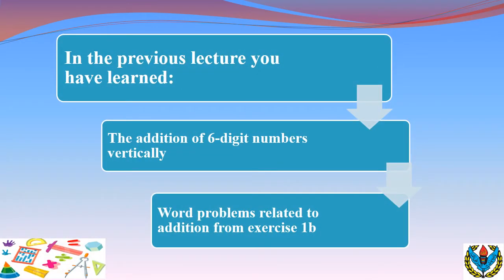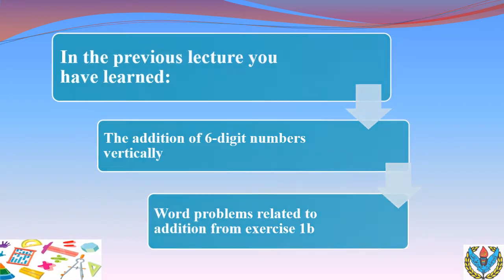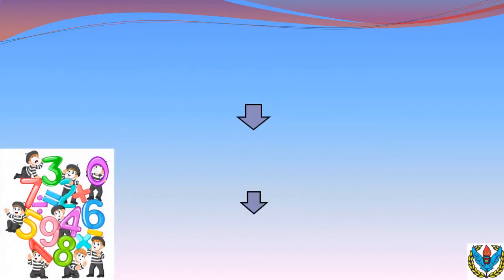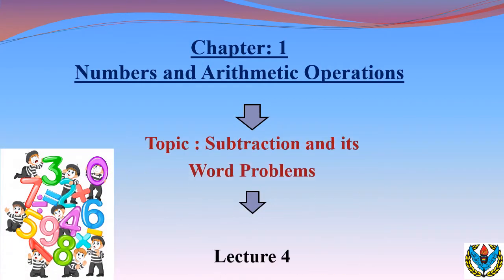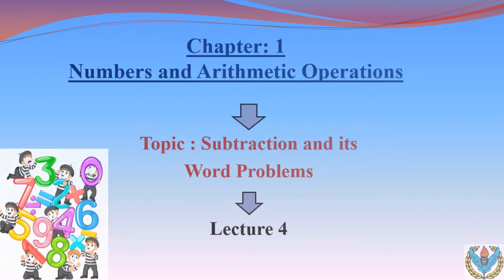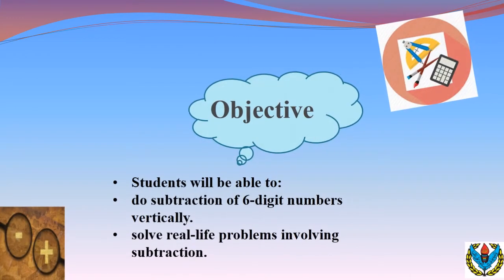In the previous lecture, we did the topic of addition of 6-digit numbers vertically and also solved the word problems related to addition from exercise 1B. Now we will start our topic of subtraction and its word problems from chapter number 1. After this lesson, you will be able to do the subtraction of 6-digit numbers vertically and can also solve real life problems involving subtraction.